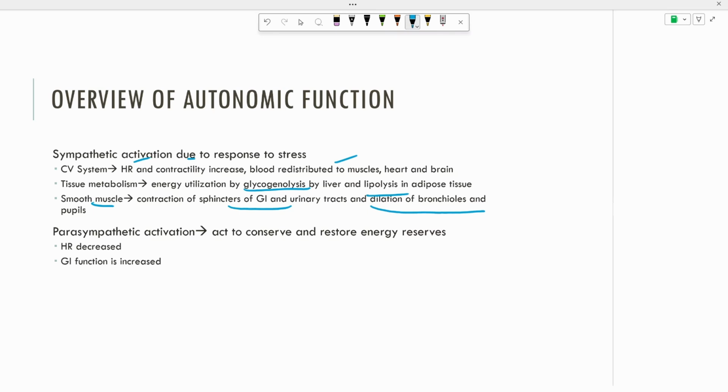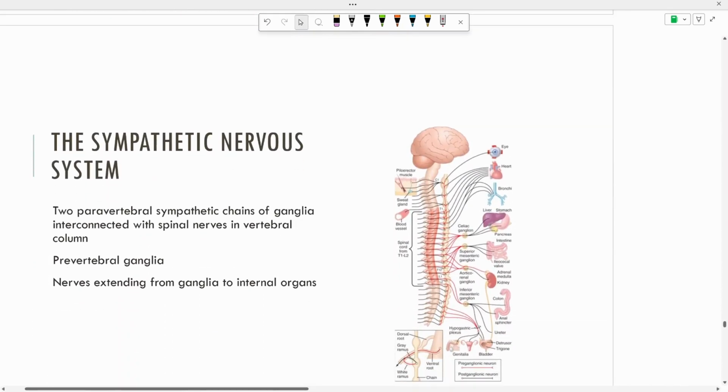Parasympathetic activation, again, conserves energy and resources, digestion, and all that stuff. So heart rate goes down, and GI function is increased because now we have the time to spend digesting our food. So that's the parasympathetic, rest and digest, or fight or flight. Just always keep that in your mind when you're studying this stuff.